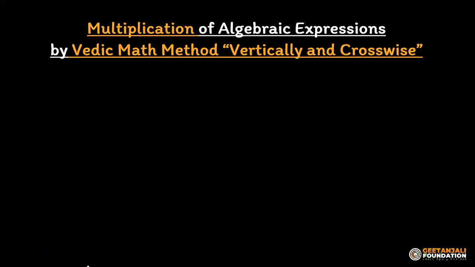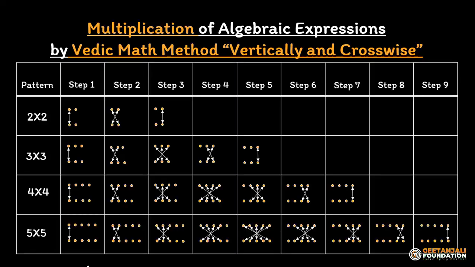Now, multiplication of algebraic expressions by the Vedic Math method, vertically and crosswise. There is a separate video on this method of multiplication in which I have explained how you can multiply 2, 3, 4, 5 digit or bigger numbers in one line. It is a very effective and fast method of multiplication of numbers. The same method we can use here for multiplication of polynomials. So let me explain this chart, which you will be able to make on your own by the end of the video.